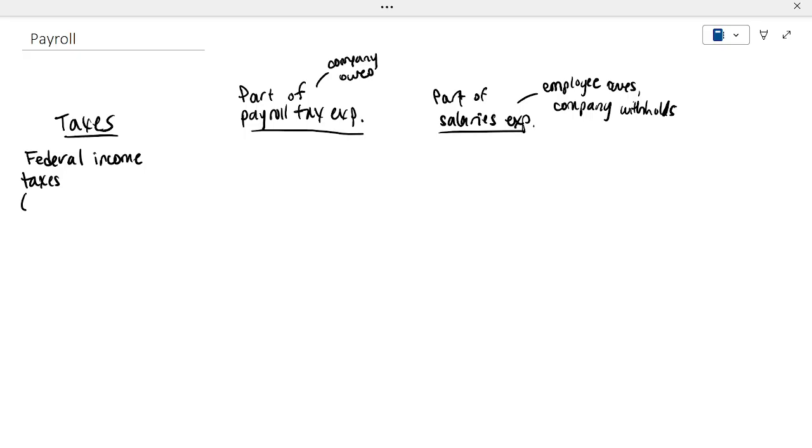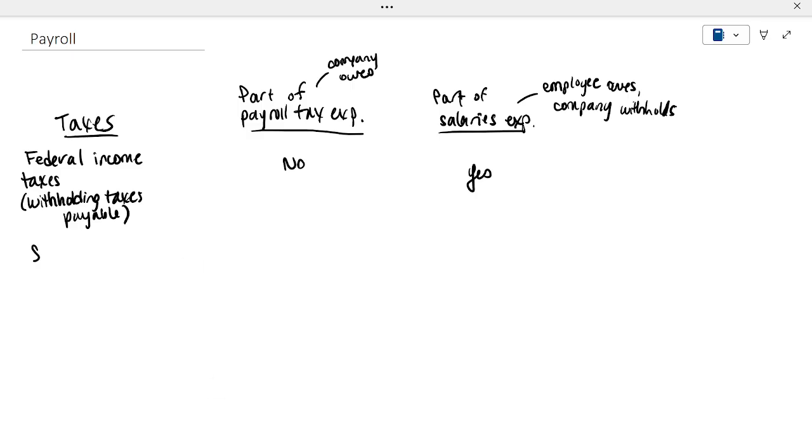This specific account title we're going to use is called withholding taxes payable. But it relates to the federal income taxes that are withheld by the company on behalf of the employee. Okay, so this is not a tax that's paid by the company. This is part of salaries expense, is what the employee owes, but the company withholds.